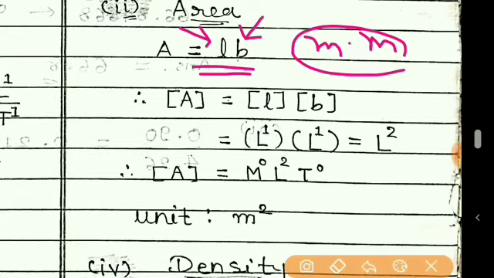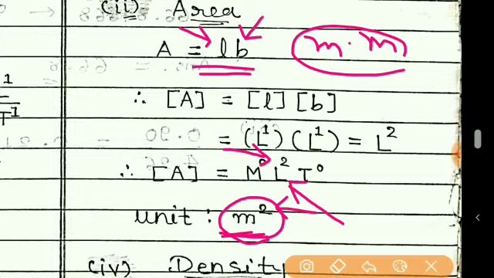Unit, simple, from the formula: length is measured in meter, so 1 meter is there. Breadth is measured in meter, so again into meter, and meter into meter is meter square. In another way, you can see that in the dimensional formula there is only L square, and L means length. Length is measured in terms of meter, and L square, so here meter square.